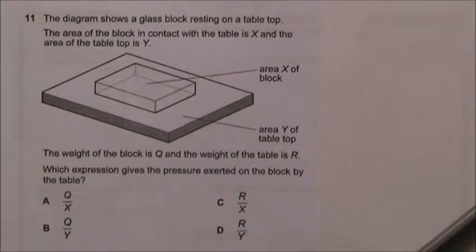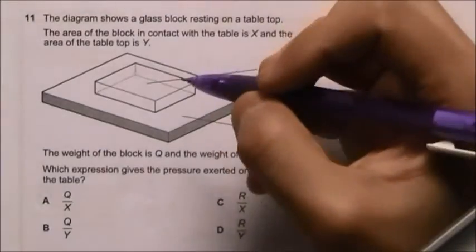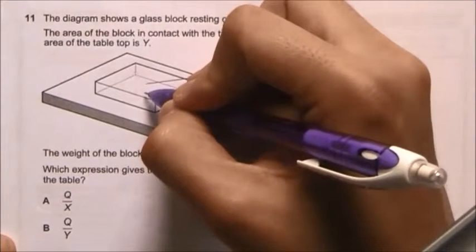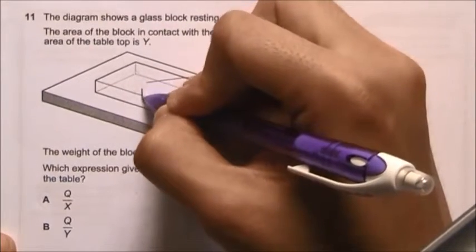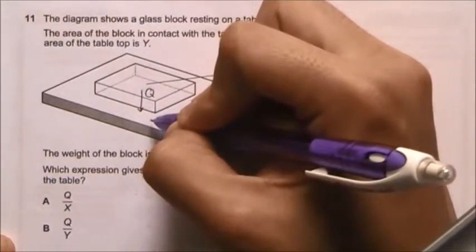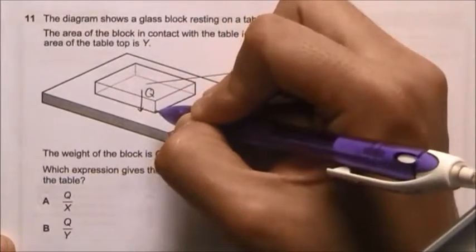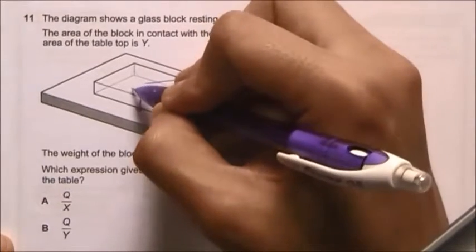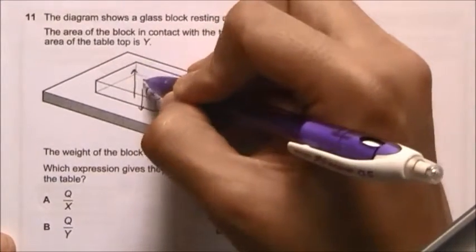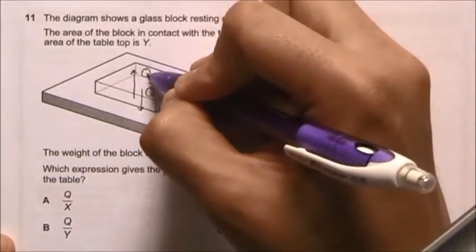Okay, for this question, we are given that the weight of the block is Q. So that means the block is exerting a downward force of Q on the table. And because of Newton's third law, action-reaction force, the table is going to apply the same force on the block, which is also equal to Q.